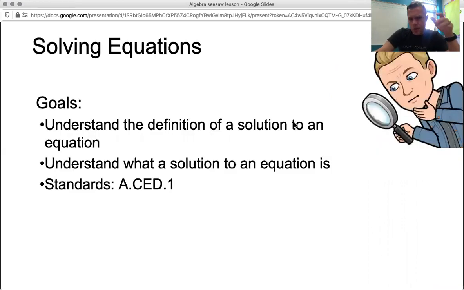Today we're going to be talking about solving equations. Here's our goals for the day. We're going to understand the definition of a solution to an equation, and we're going to understand what a solution to an equation actually is. And there's your handy dandy standard, if you want to look that up.